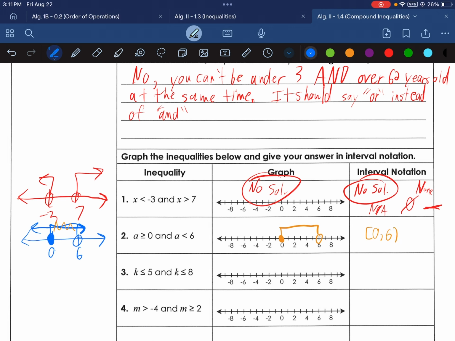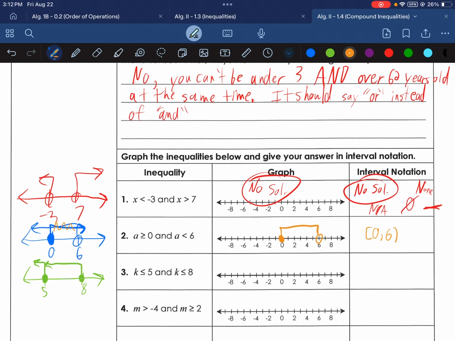Moving on to number 3, once again a rough draft graph being utilized. We have 5 and 8. 5 is smaller, 8 is bigger. K is less than or equal to 5 rather. So I'm going to do a closed circle to the left, and it's less than or equal to 8, which is a closed circle going left.